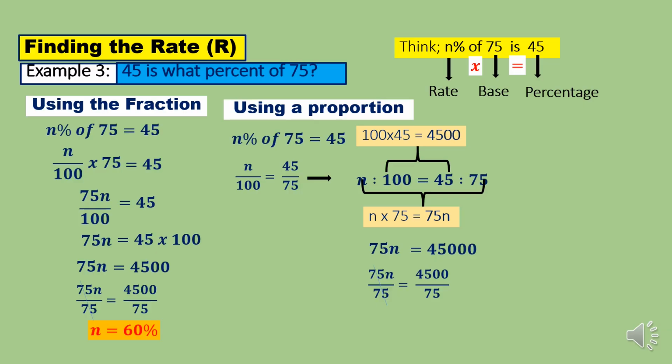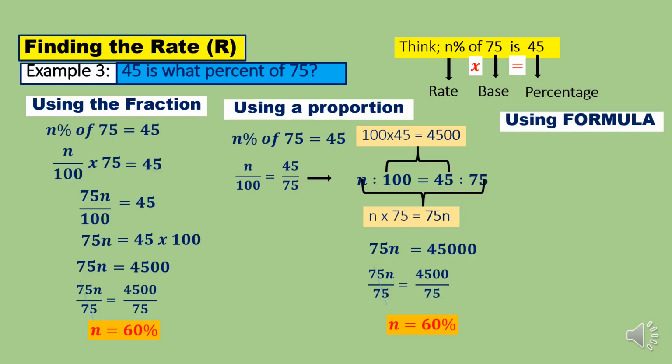Then, divided by 75 pareho. Then, 75n divided by 75 equals n. And 4,500 divided by 75 equals 60 or 60%.